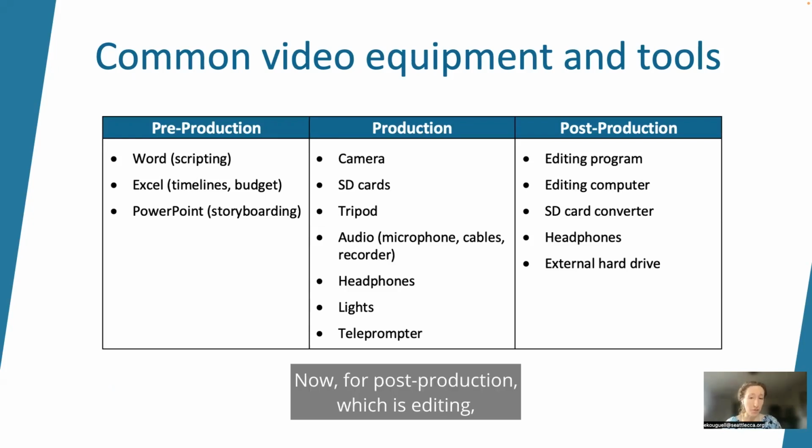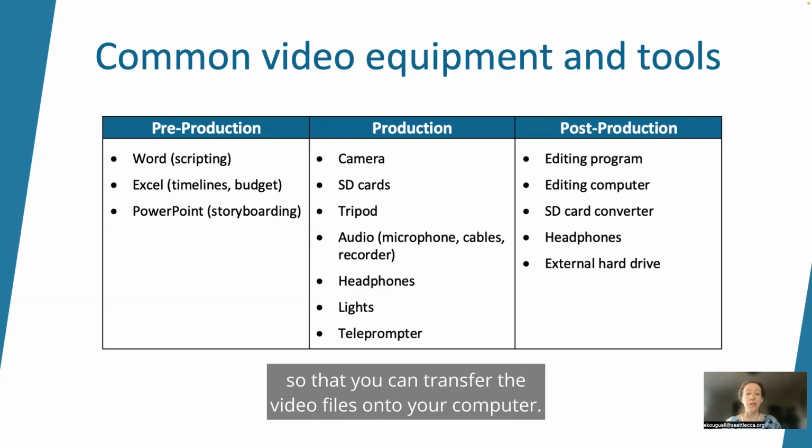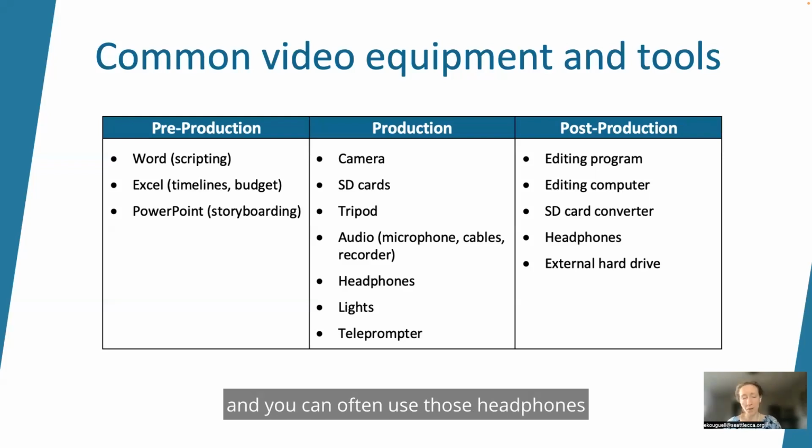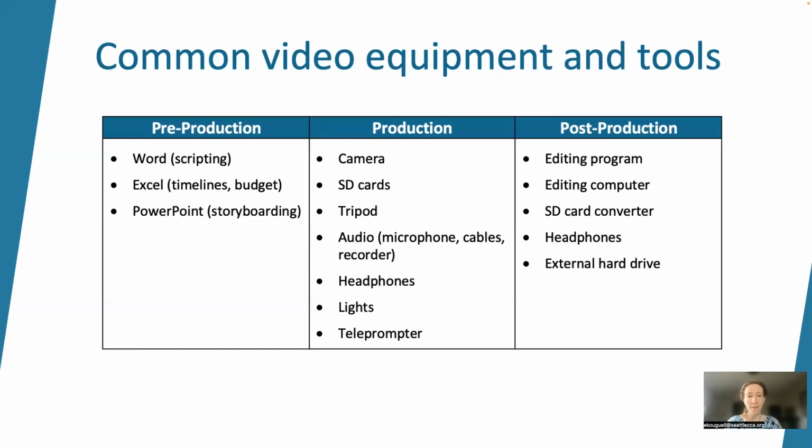Now for post-production, which is editing, you will need an editing program, an editing computer, and an SD card converter so that you can transfer the video files onto your computer. You'll also want a good pair of headphones for that, and you can often use the same headphones for production and post-production. And then you'll also want an external hard drive to save or back things up.